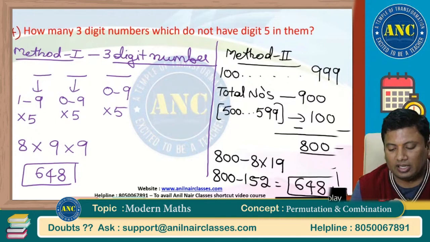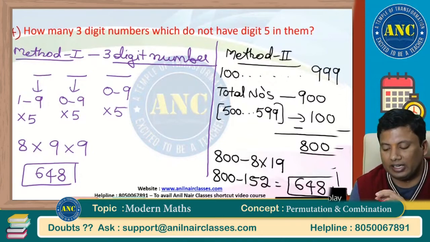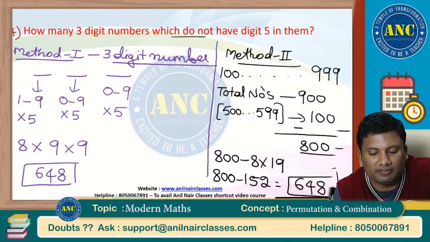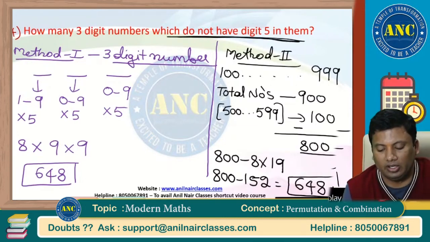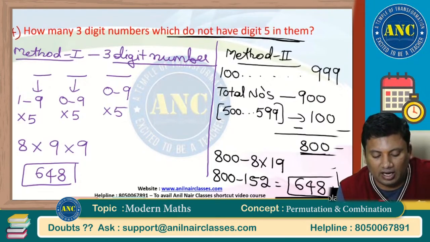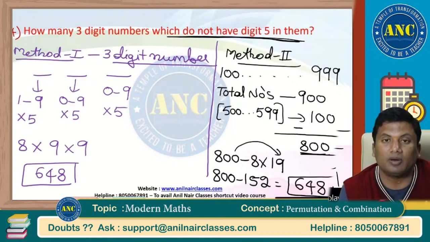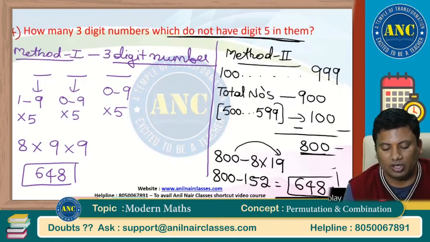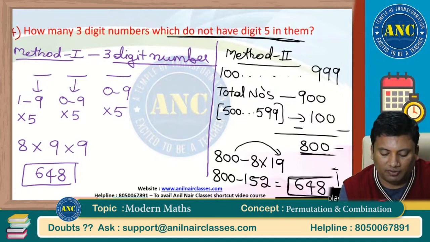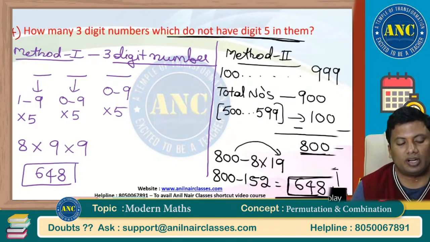900 numbers are there. In that, 500 to 599 are 100 numbers where 5 will definitely be present. But the question is, it should not have digit 5 in them. So I need to subtract. So total 800. In every 100 numbers, a single digit will be present in 19 numbers. So it is 8 into 19. 800 minus 152 is 648.